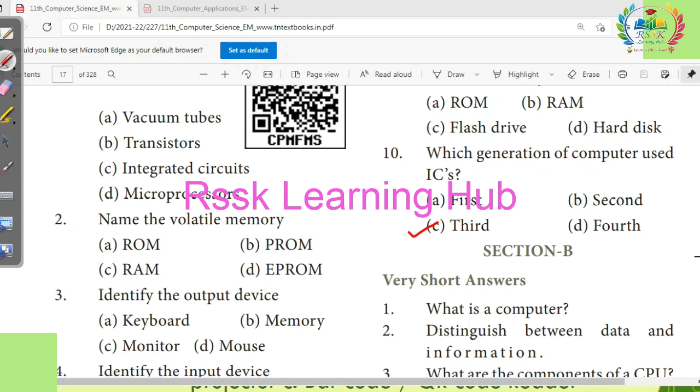Okay, so up to this we completed your first chapter in unit 1.